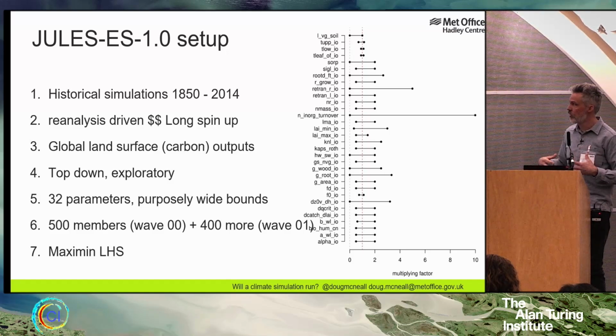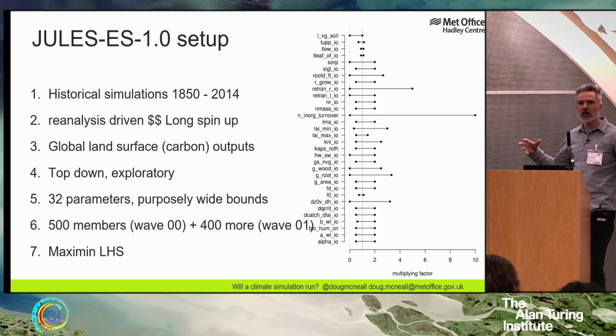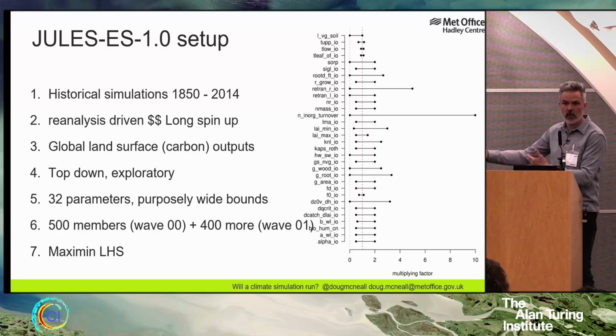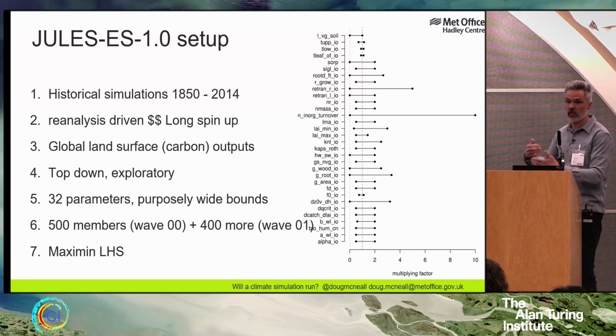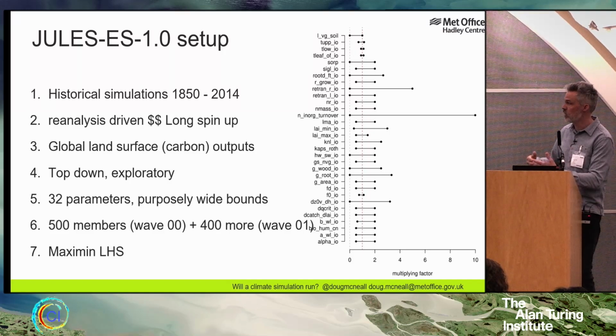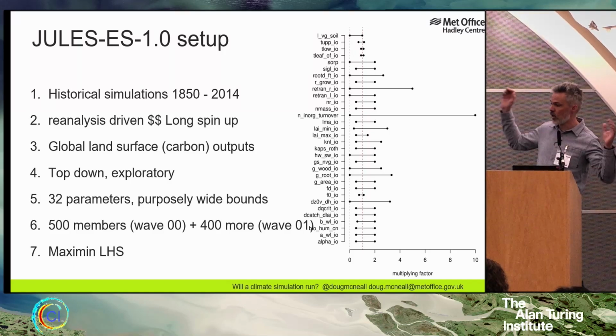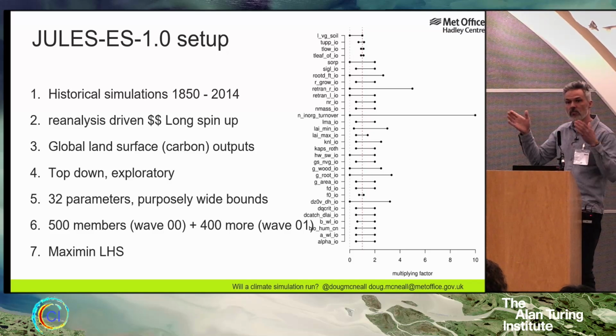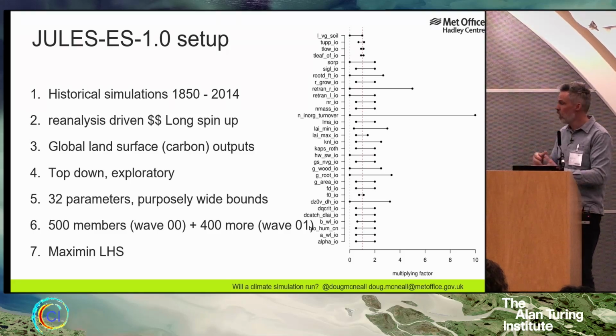So we're looking at global land surface carbon outputs. This is very much data-driven. Can we do a data-driven calibration? So it's a kind of top-down exploratory ensemble that we're running. We've got about 500 members in the first wave of history matching, and then we've got another budget of more members. History matching is an iterative process. Basically, you run an ensemble, you spread your net wide, trying to get as much uncertainty captured as possible, so that you're interpolating with your emulator, and then you narrow in, you focus in on a smaller and smaller part of that input parameter space that you think is adequate.